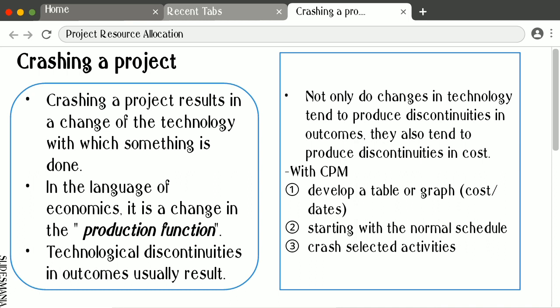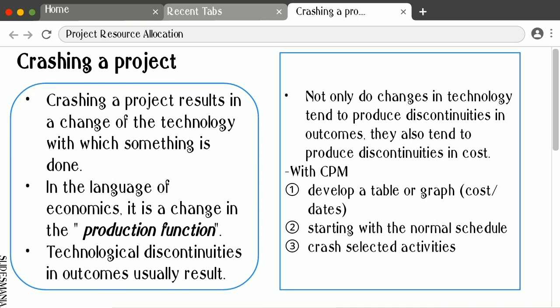So, project crashing is when you shorten the duration of a project by reducing the time of one or more tasks. Crashing is done by increasing the resources to the project, which helps make tasks take less time than what they were planned for. Of course, this also adds to the cost of the overall project. Therefore, the primary objective of project crashing is to shorten the project while also keeping costs at a minimum. So, not only do changes in technology tend to produce discontinuities in outcomes, they also tend to produce discontinuities in cost. As the technology is changed to speed a project, the relationship of input cost to activity duration is apt to jump as it requires moving from less to more sophisticated production systems.